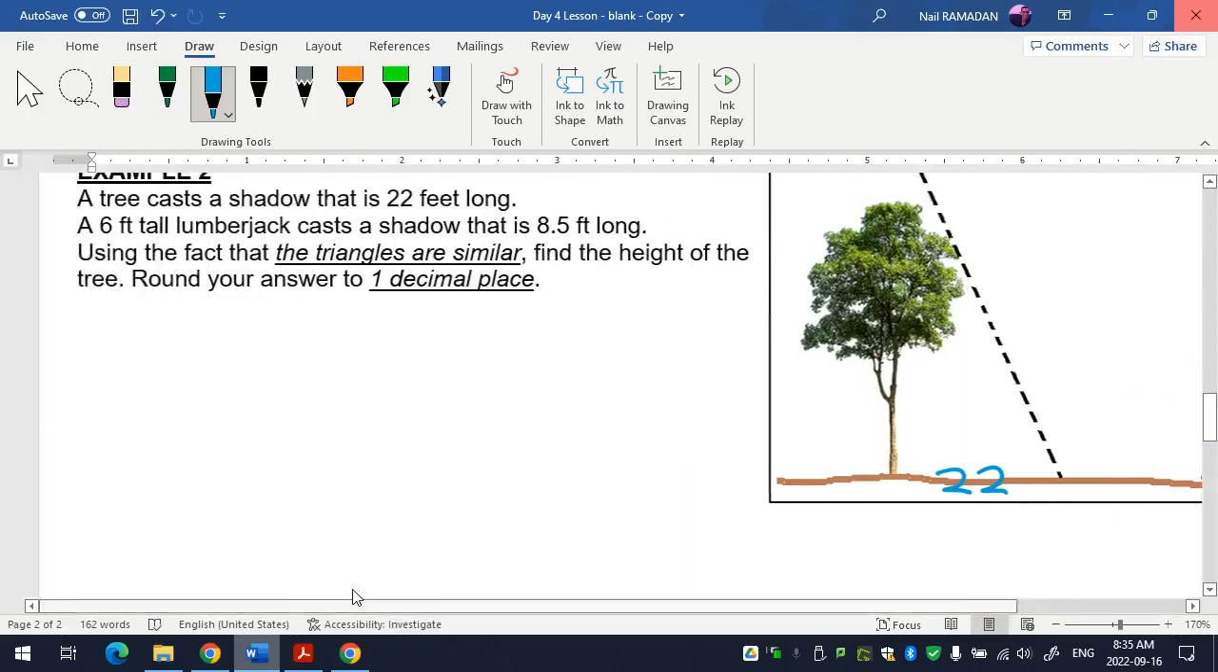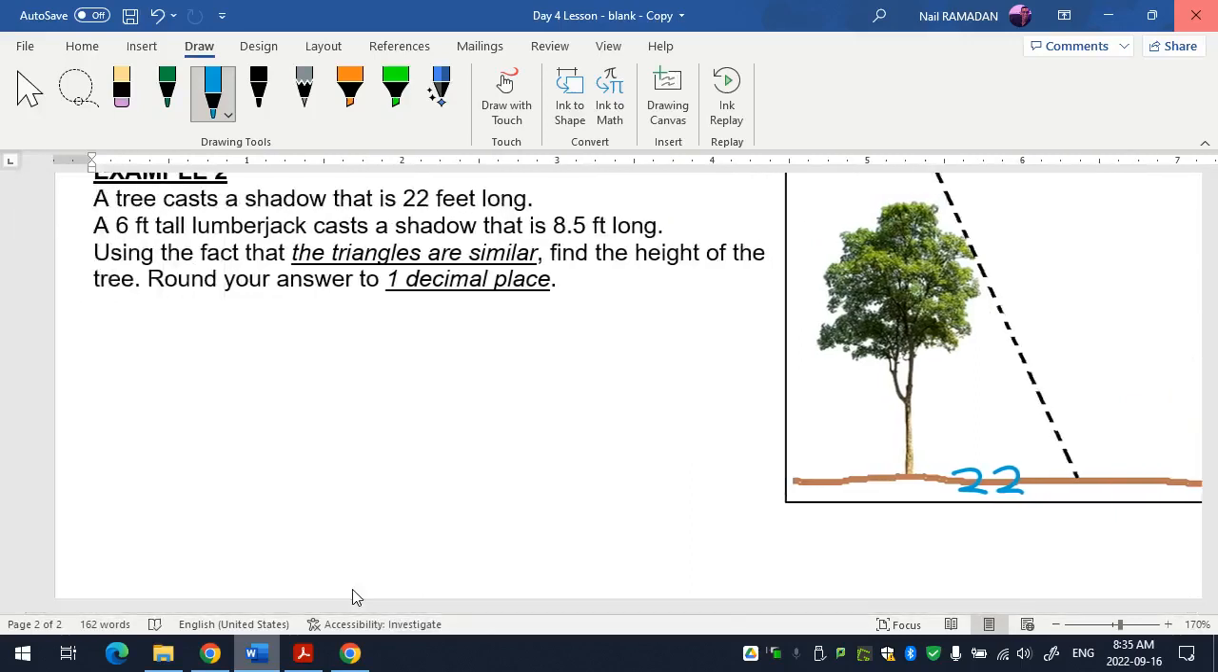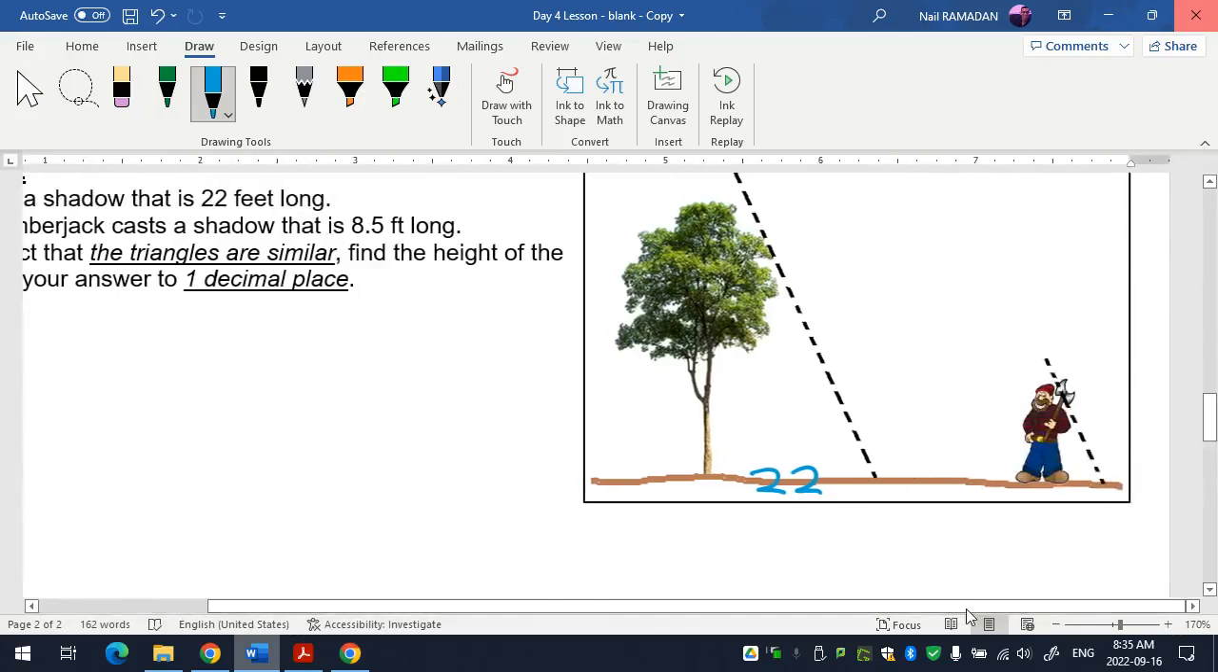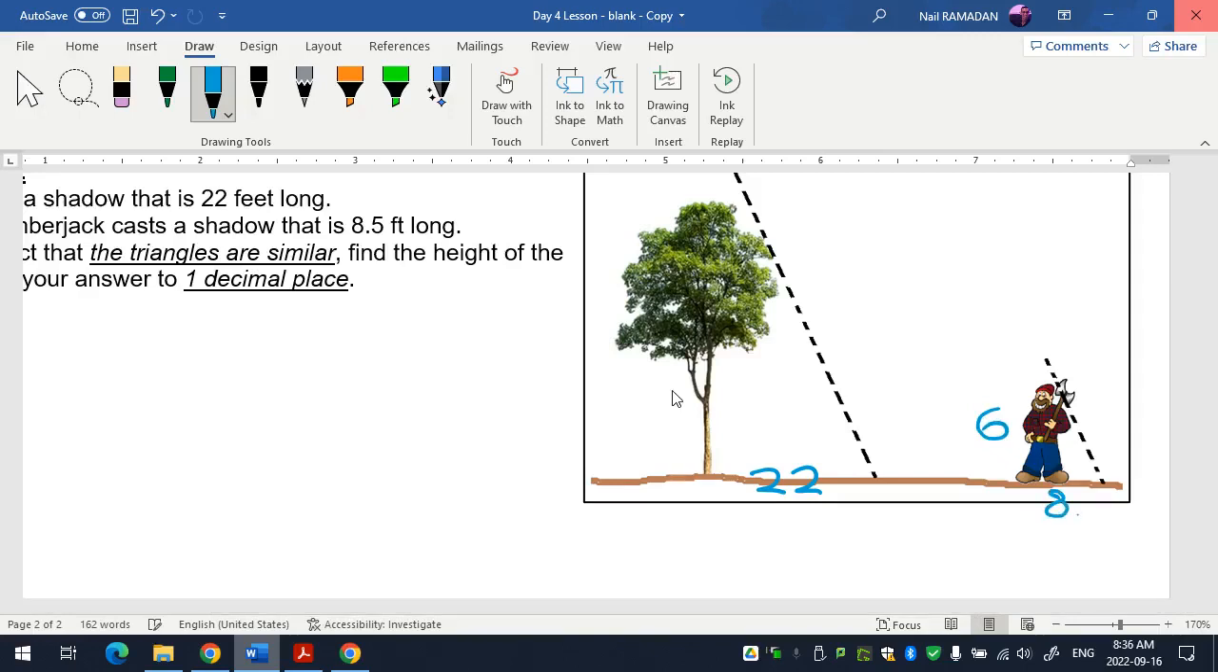We know that a 6 foot tall lumberjack, someone who cuts trees, casts a shadow that is 8.5 feet long. So he is 6 feet, while the shadow is 8.5. You see how the diagram is bad? This is 6 and this is 8.5. Doesn't make sense. The 8.5 should be longer. Again, that's why you never trust diagrams. Just put numbers on. So I guess we're going to put 6 here, and somewhere in this small space, 8.5.